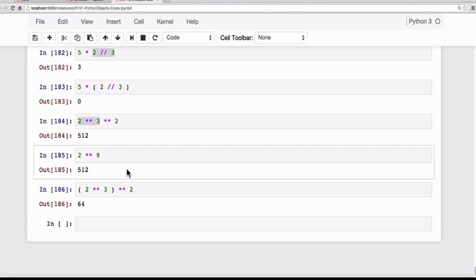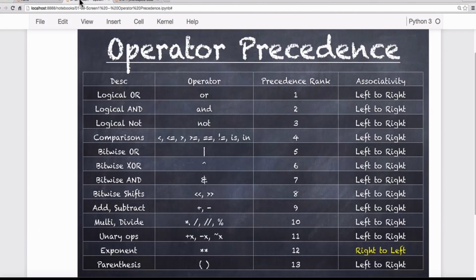So that is all about operator precedence and associativity rules. Just remember, the parentheses have the highest precedence. All the code in parentheses is executed first.